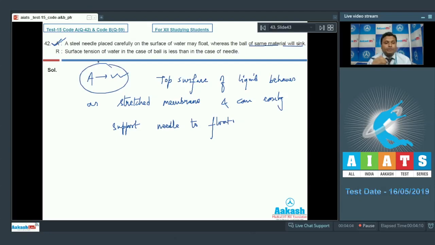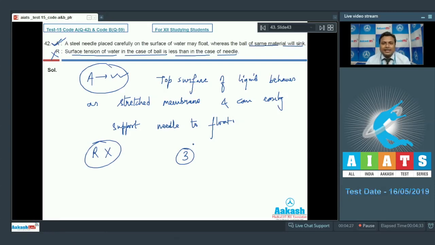Now let us talk about the reason. Surface tension of water in the case of ball is less than in the case of needle. Surface tension of water will be constant for any material, so that's why reason goes wrong. Surface tension of water is constant. So assertion is true, reason is false. We can go with option number 3, which is absolutely correct.